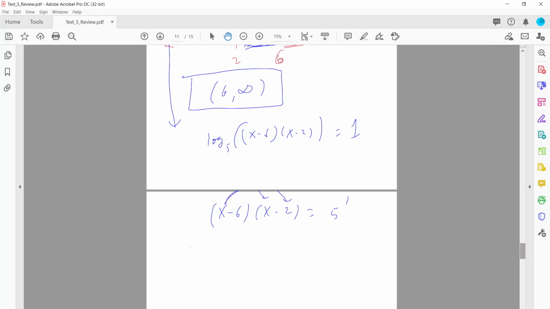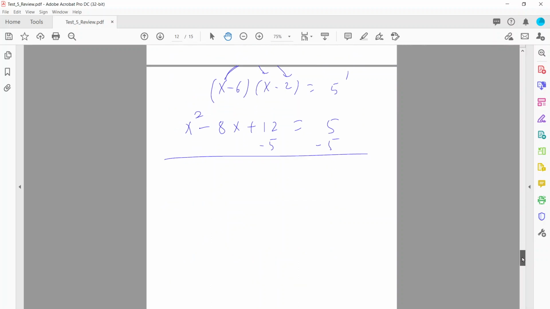If I multiply this, it will give me x squared minus 8x plus 12, and on the right side it's 5. Now we need to solve this. So to solve this, just subtract 5 from both sides, and it will be x squared minus 8x plus 7 equals 0. So now you need to solve this one.